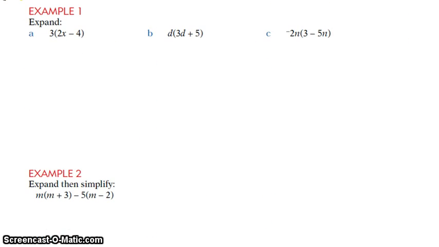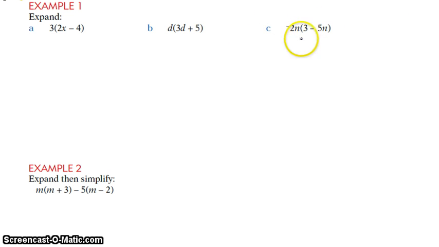Let's have a look at some examples together, because it gets tricky when they add in like negative signs and things like that. Okay, first example, 3 brackets 2x minus 4. Now that means 3 times 2x minus 4. So I'm going to do 3 times the 2x and 3 times minus 4. 3 times 2x, well that's 6x. And 3 times minus 4 is minus 12, and that's my answer. Not a lot of working. In fact, most of it just gets done in your head.